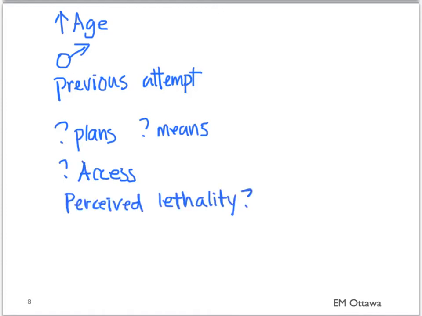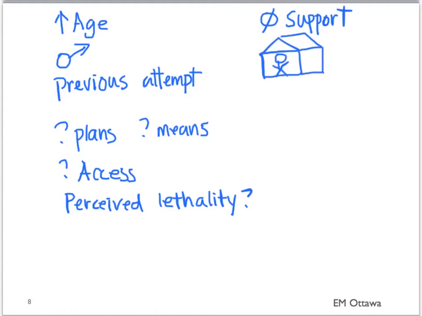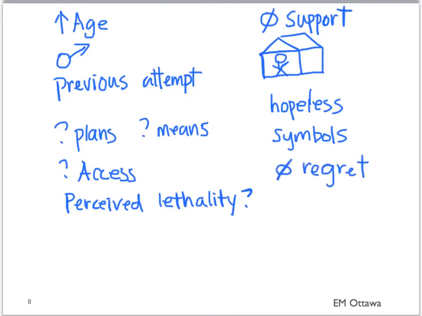What about their support system? The lack of a support system is a risk factor. It increases also in those who live alone. Do they express hopelessness and symbols of hopelessness such as giving away their possessions and writing goodbye letters? If they had attempted, those who had no regret for the attempt are at higher risk, and so are those with no future-oriented goals or plans.